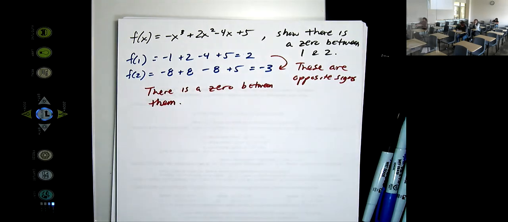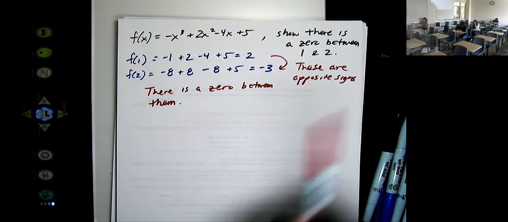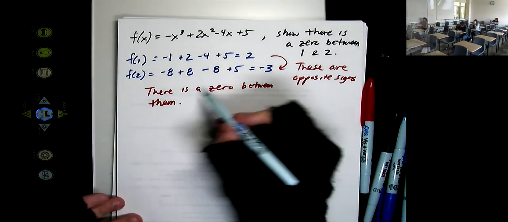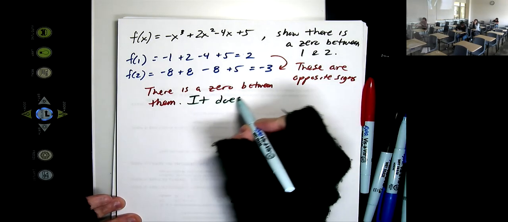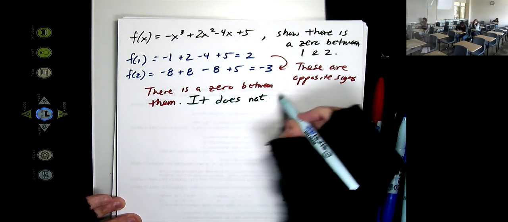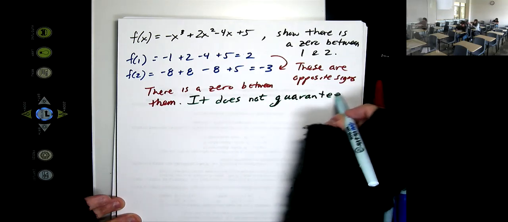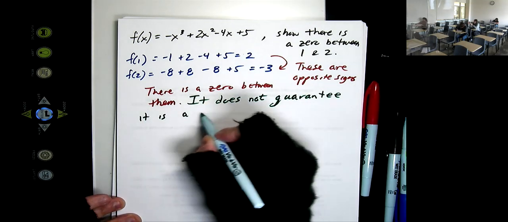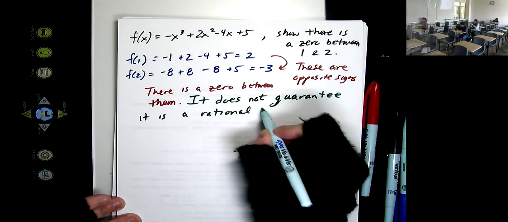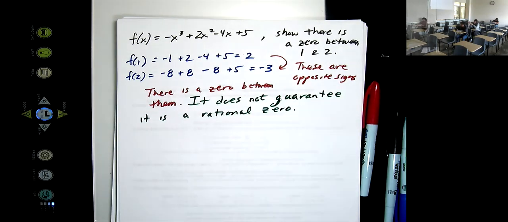What the intermediate value theorem does not guarantee is that it is a rational 0. But you can at least narrow it down and check those. Oftentimes it's one of them, but sometimes it's not, and that's just okay. It's an irrational number in there, and it doesn't help you.